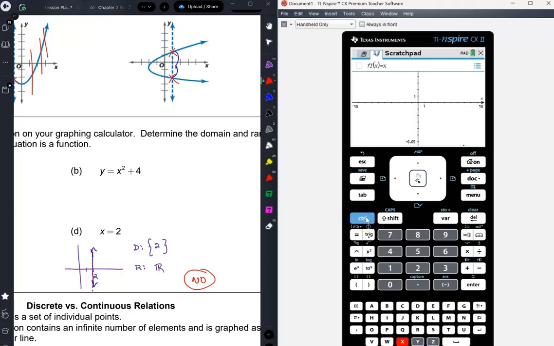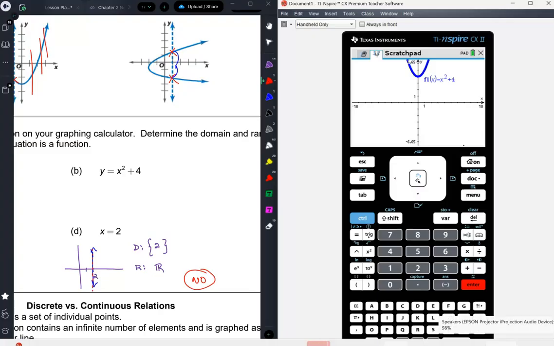Do you see it now? So x is at the very bottom, squared is left of 4, plus 4, press enter. Got it? Okay.